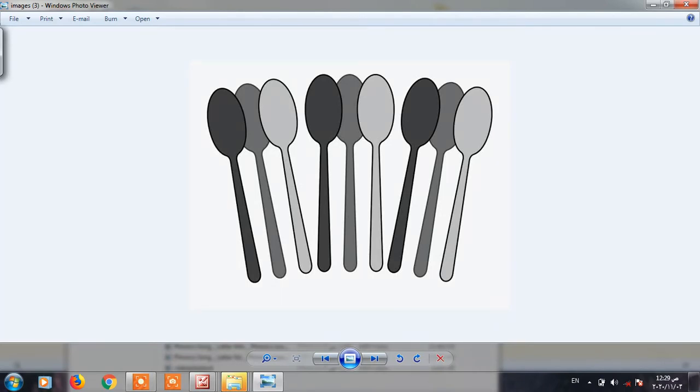Spoons. How many spoons are there, KG1? There are one, two, three, four, five, six, seven, eight, nine. There are nine spoons. So we use there are when I talk about more than one.